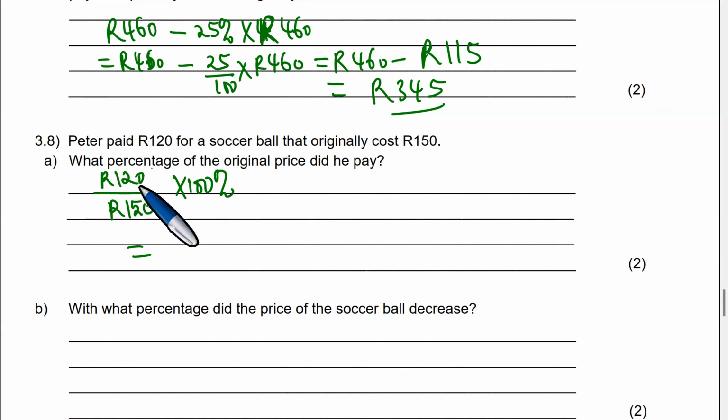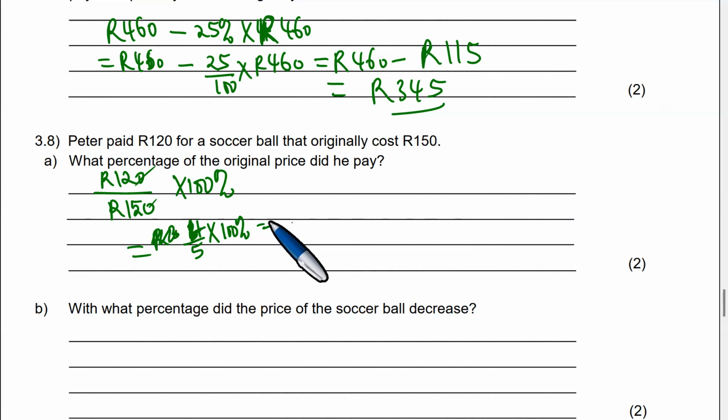You need to simplify 12 out of 15. 12 out of 15 becomes what? 12 divided by 3 is 4, and 15 divided by 3 is 5, so you have 4 out of 5 times 100.